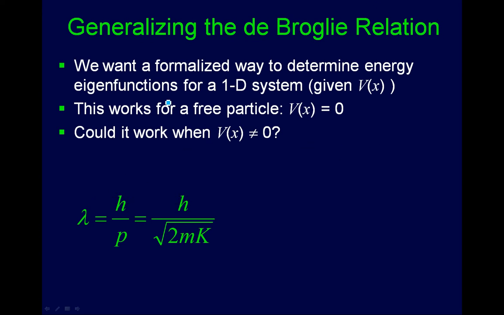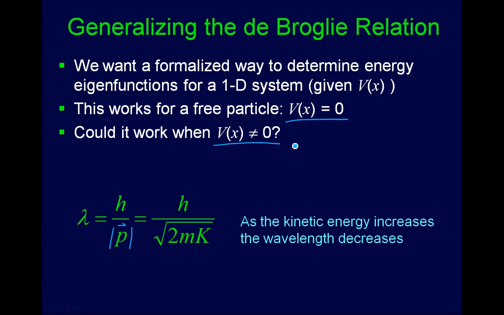And so the first thing we're going to start with is generalizing the de Broglie relationship. So we have this de Broglie relationship that says the wavelength is h over the absolute value of the momentum. Now we know that this works for a free particle, for when the potential is 0. And we want to say, does it work when the potential isn't 0? Can you generalize this into situations like that? And so from this equation we can sort of see as the kinetic energy increases, the wavelength decreases, right? So as k goes up, the wavelength goes down.